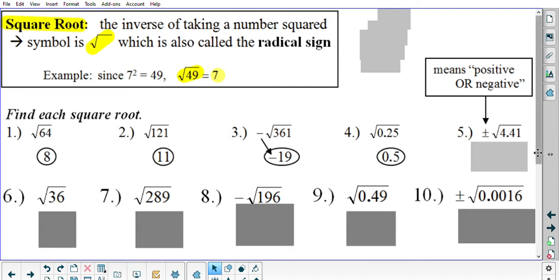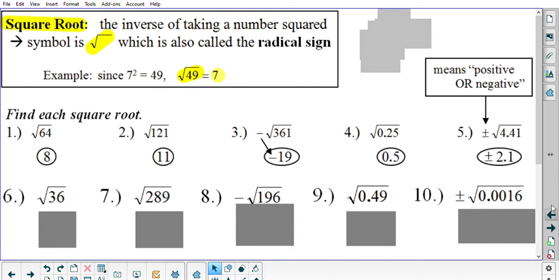Likewise, problem number 5, we have the square root of 4.41, and we have a positive negative symbol to the left of it. Whenever you see this plus over a minus, that means positive or negative of the number that comes next. Now, the square root of 441 would be 21, but since this is 4.41, the square root of that would be 2.1. The positive negative symbol would stay out in front of it.